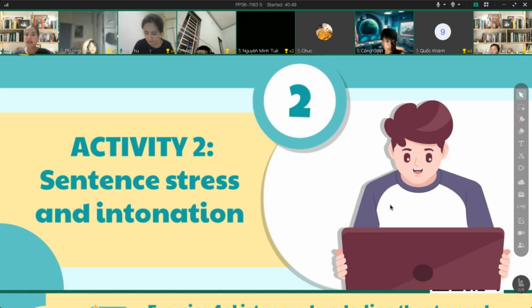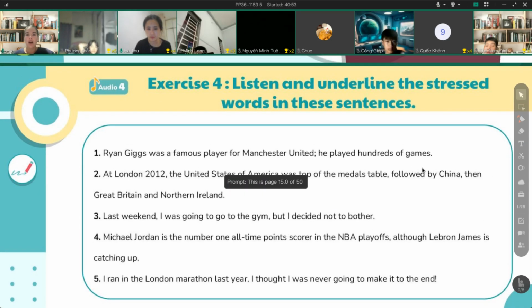Activity 2, sentence stress and intonation. Exercise 4, listen and underline the stressed words in these sentences. Please take a few minutes to read through these sentences while I get your correct audio for you.